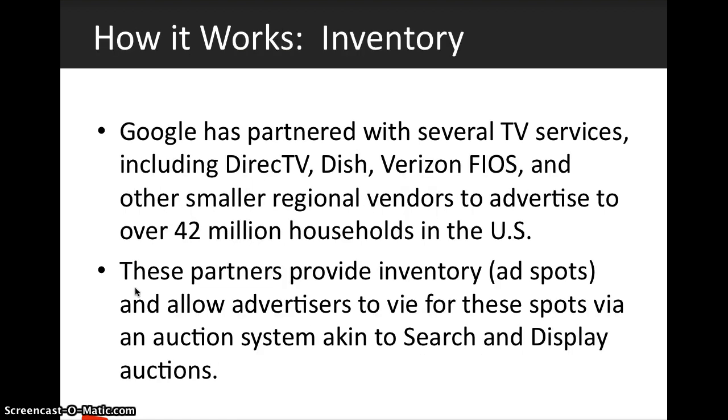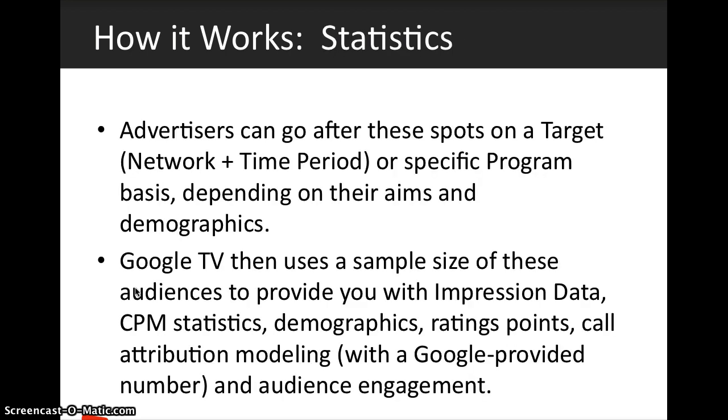So how does it work? Google has partnered with several TV services, including DirecTV, Dish, Verizon Fios, and other smaller regional vendors to advertise to over 42 million households in the US. These partners provide inventory and allow advertisers to vie for these spots via an auction system akin to search and display auctions.